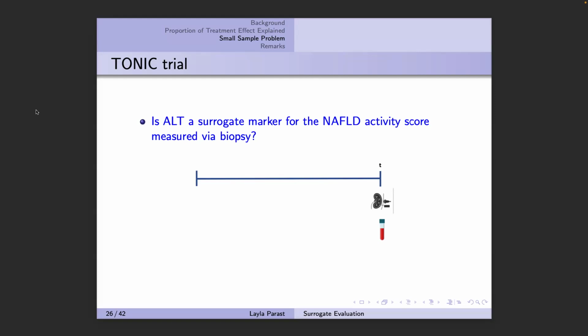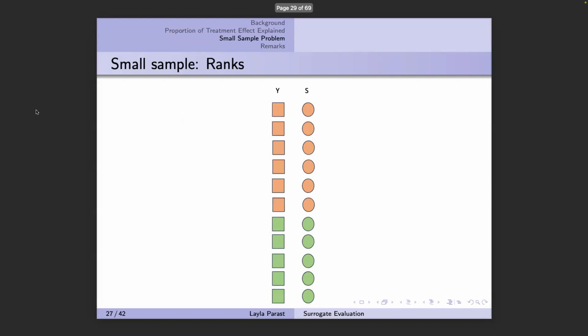That's it. Like, would it tell me the same thing? Would I come to the same conclusion? So I literally drew out these little bubbles on a paper at home. And I started to think like, okay, let's say I have my Y's and I have my S's, right? Primary outcome, surrogate. And let's say I ranked my Y's and I ranked my S's, and the orange color is treated and the green color is control.